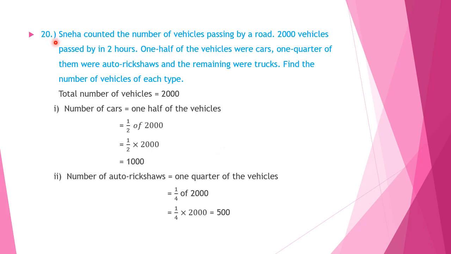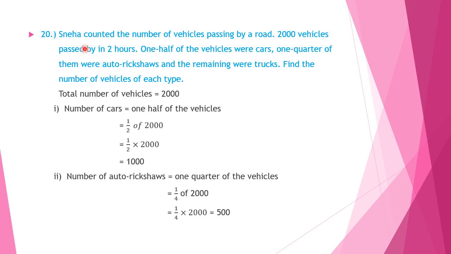Question number 20. Sneha counted the number of vehicles passing by a road. 2000 vehicles passed by in 2 hours. One half of the vehicles were cars, one quarter of them were auto rickshaws, and the remaining were trucks. Find the number of vehicles of each type.